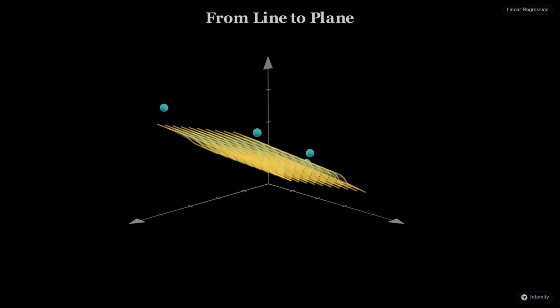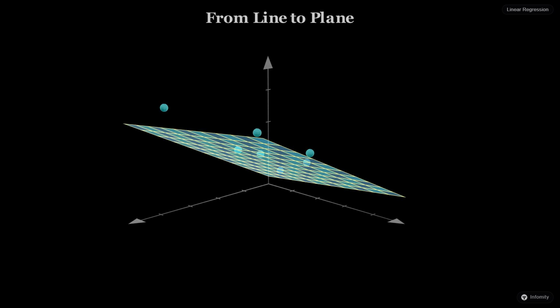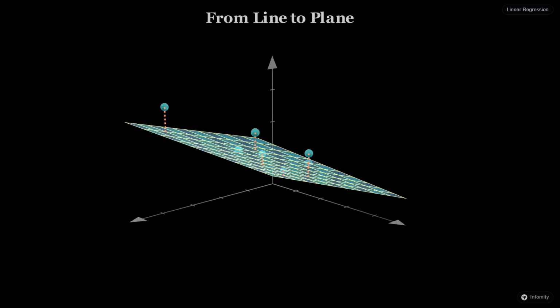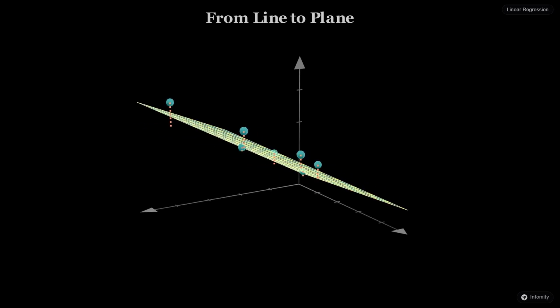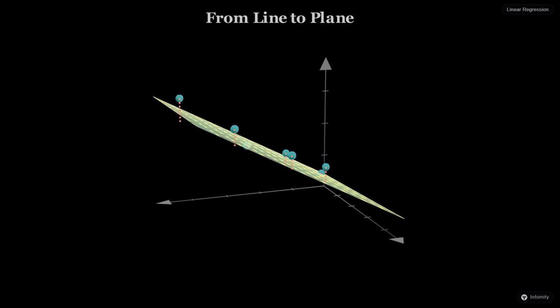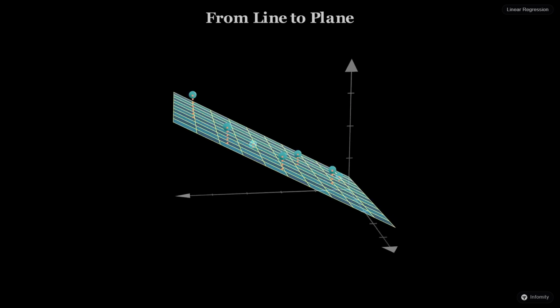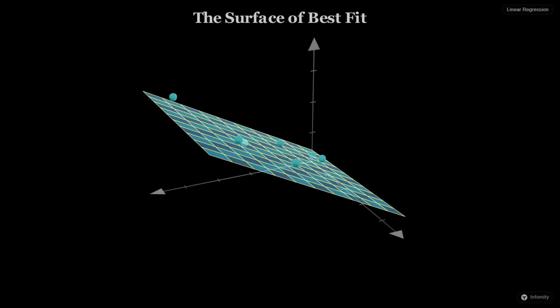Instead, imagine that band expanding into a flat, flexible sheet, a plane. Just like the band, this sheet is pulled by the pegs from above and below. It tilts and twists until it finds the perfect orientation that minimizes the total tension from every direction. This sheet is our multidimensional model. It allows us to see how multiple influences combine to create a single result.